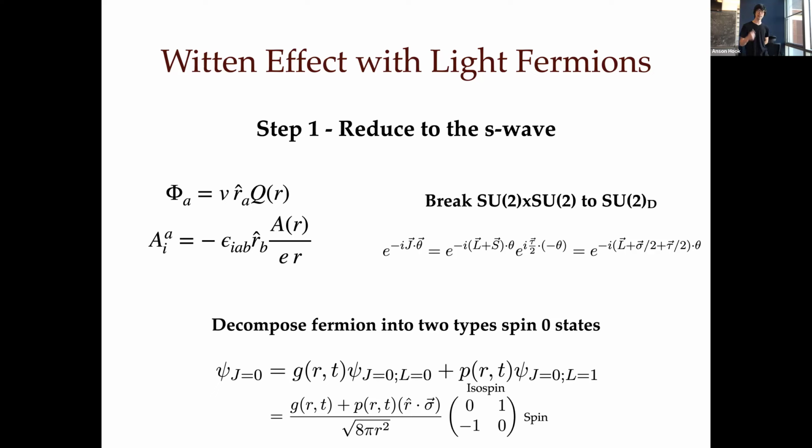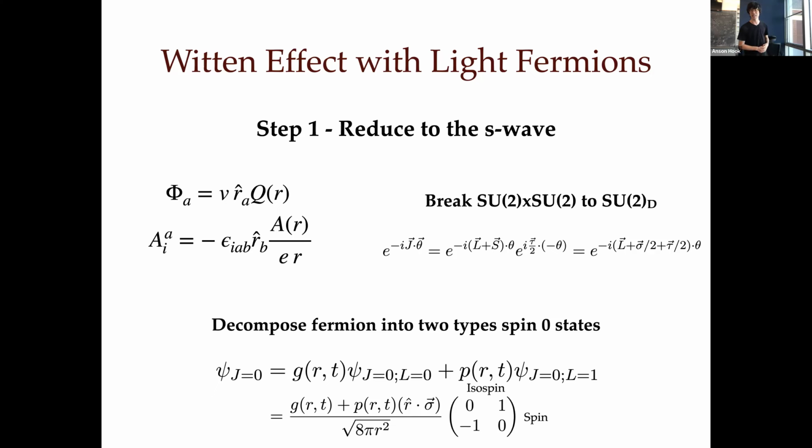And so since we want total spin, total J, 0, there are two ways of doing it. You can either have L equals 0, orbital angular momentum. You could have spin up and isospin down that cancel each other. So that's this G piece. And because there's no orbital angular momentum, it depends only on R and T. Or you could have orbital angular momentum, so L equals 1, but spin 1/2, minus 1/2, and isospin minus 1/2 to cancel it and get 0. And this is what I'm calling this P field.